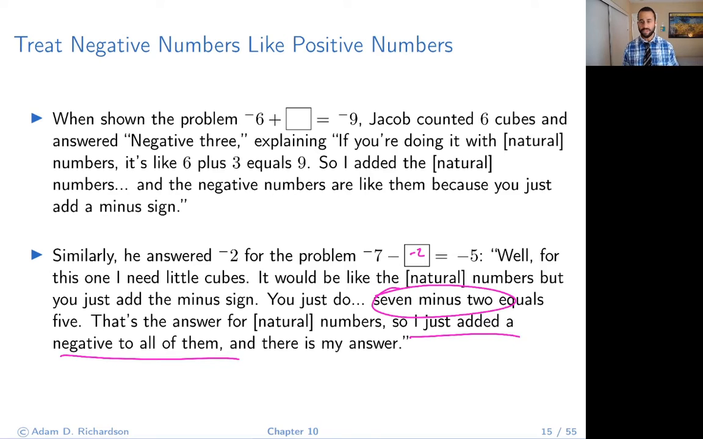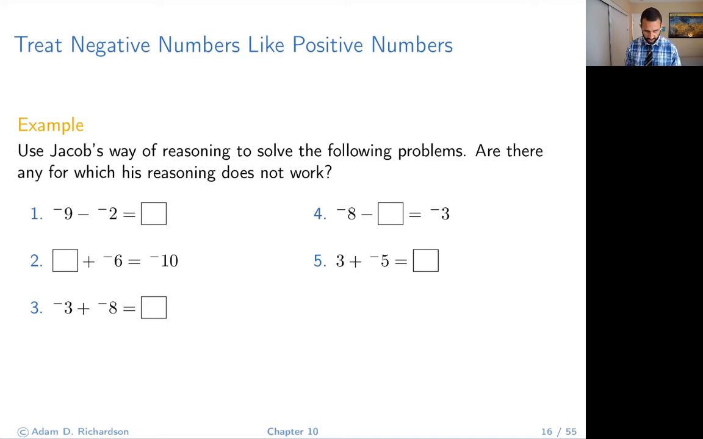Negative 2, right? Interesting. So this seems to be working, and he's making a lot of sense of it because he's like, oh, let's just pretend they're positive and then change the sign at the end, right? So the question is, is that valid? And what I want you to do at home is try to use his way of reasoning about these and see if it always works. I'll do the first one with y'all too.